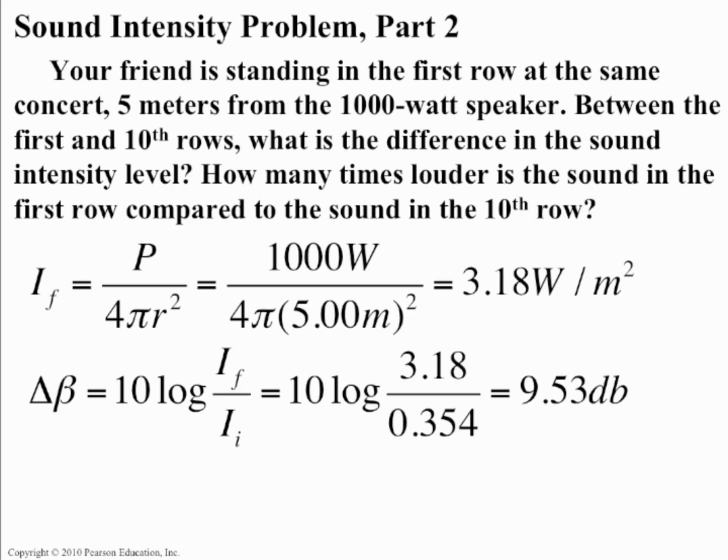Now that looks like a small difference, but it's not because it's a logarithmic scale. So remember that a difference of 10 on the logarithmic scale means double the loudness. So that's about twice as loud. The sound that your friend in the front row is exposed to is twice as loud as the sound that you're exposed to in the 10th row, and that's downright bad for the ears.